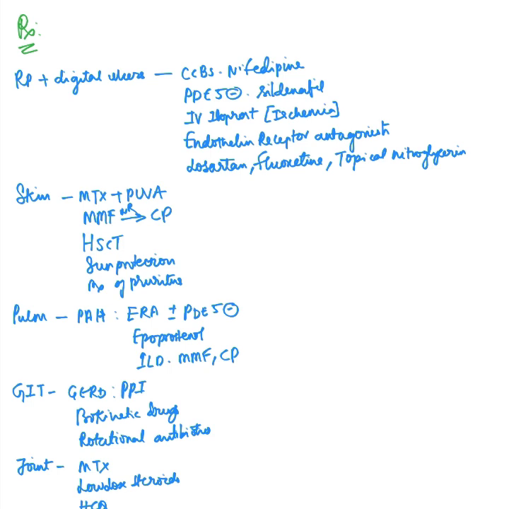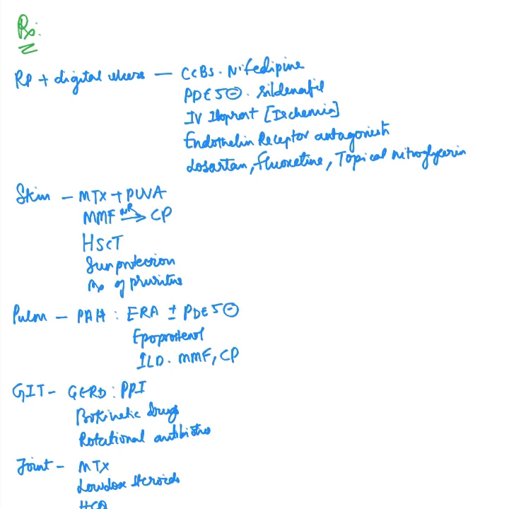Endothelin receptor antagonists such as bosentan can be tried in severe cases where there is impending ischemia and or ulcers. And other drugs that have been used for this purpose are losartan, fluoxetine, and topical nitroglycerin. For skin manifestations, methotrexate with PUVA forms the first line of treatment for mild and early cases. And if the cases are moderately severe, then we have to go for mycophenolate mofetil. And if it is not responsive, then we can go for cyclophosphamide.